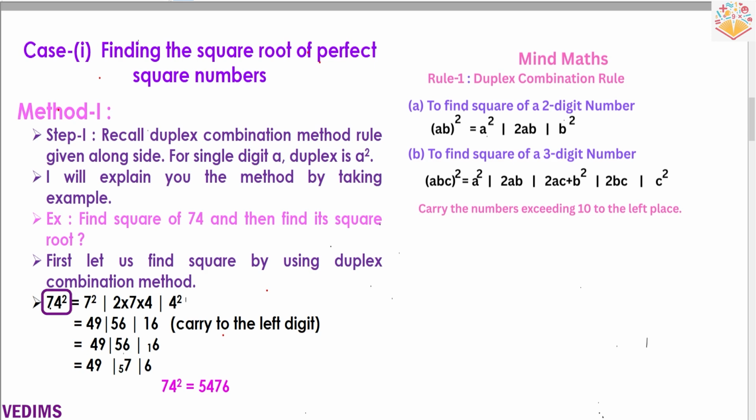Let us take 74 square. It is in the form of ab square. Apply the rule. First, a square is 7 square, 49. 2ab: 2 7s are 14, 14 4s are 56. And 4 square is 16. Carry 1 to the left place, 6 plus 1 is 7. Carry this 5 to the left place, 49 plus 5 will be 54. The square is 5476.